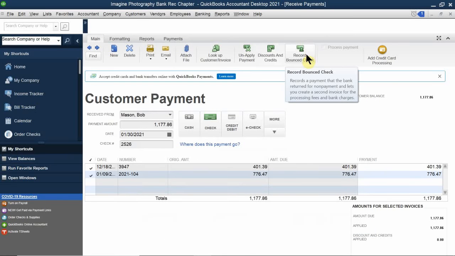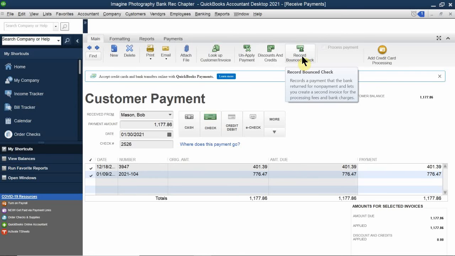Record bounced check is at the top of the window. Yeah, because I was trying to do that earlier on my own. Okay, but you have to be in the correct check information. In this case, Bob Mason wrote me a faulty check, check number 2526. So you need to ensure this first before this button can actually be visible.